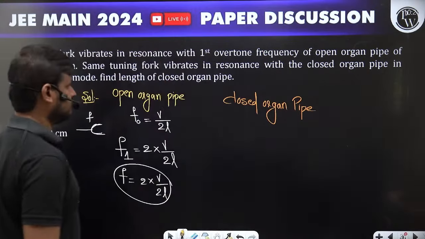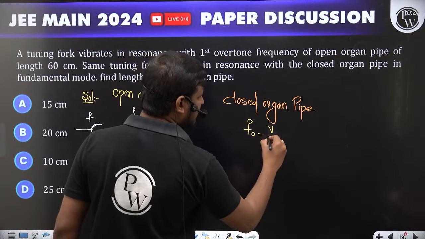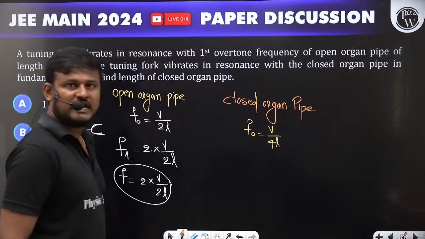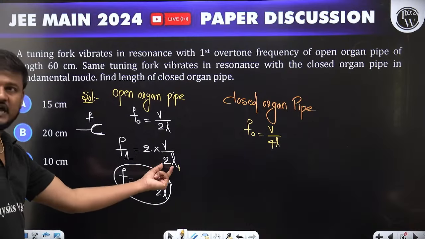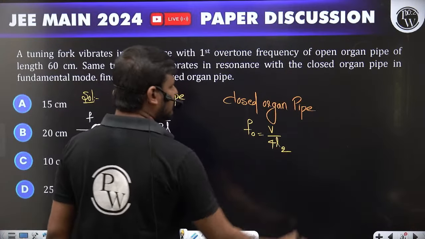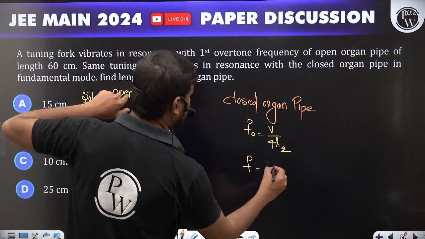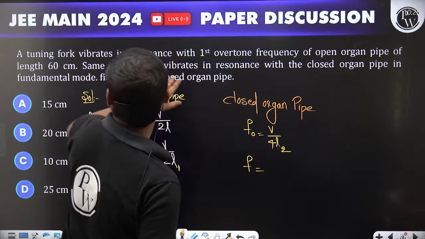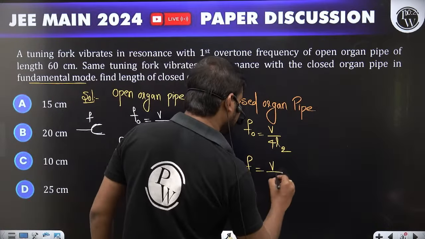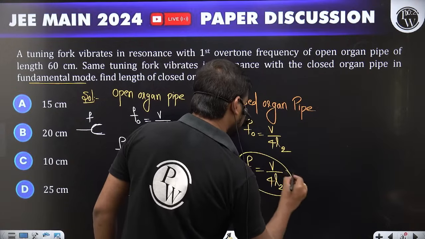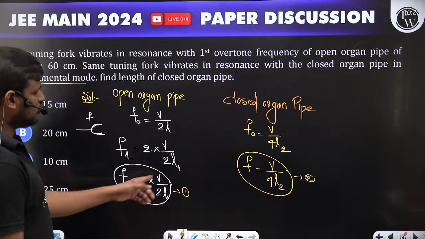Take the drop year. Okay, so for the closed organ pipe, you know that the fundamental frequency f0 will be v by 4L. Let the length at which resonance happens be L1 for the open pipe, and L2 for the closed pipe. The same tuning fork is in resonance with the fundamental mode of the closed organ pipe, so f equals v by 4L2. Let it be equation number 2, and let equation number 1 be 2 into v by 2L1.